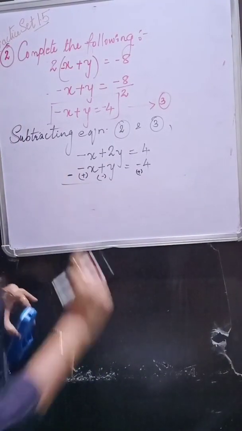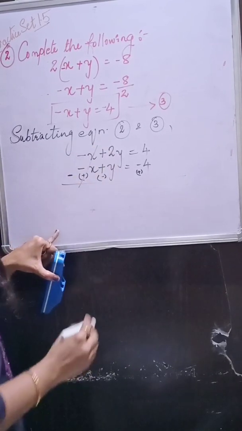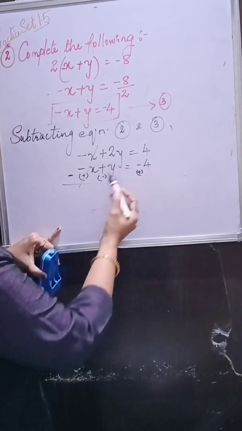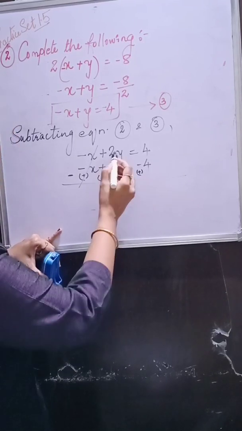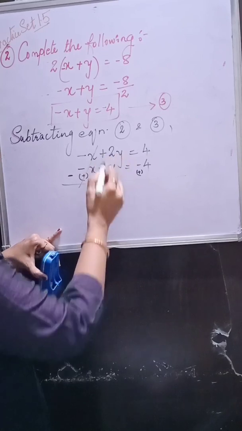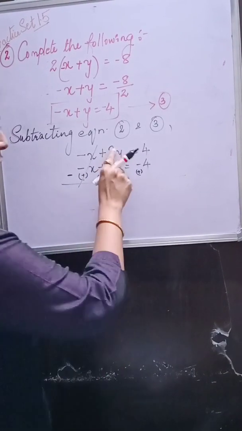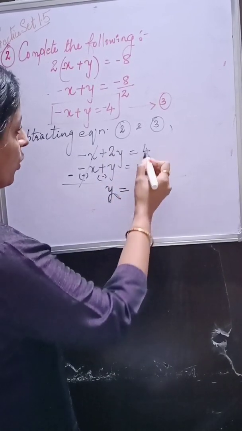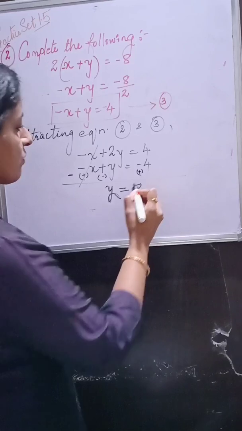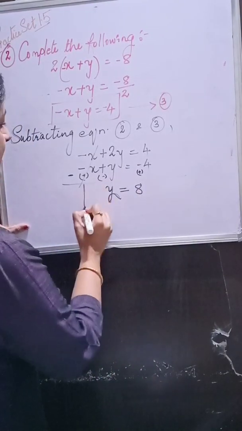Now consider the new sign. Minus x plus x will get cancelled. Plus 2y minus y, 2y minus y will be y. 2 is a greater number, so plus sign. This will be y. Okay. 2y minus y will be y is equal to 4 plus 4. 4 plus 4 is 8. So you got y as 8.